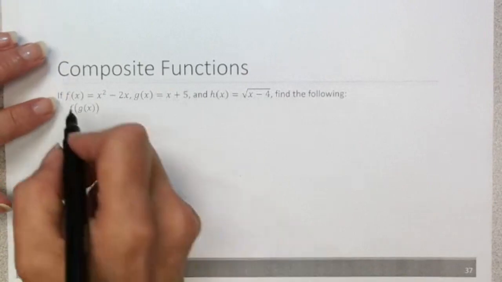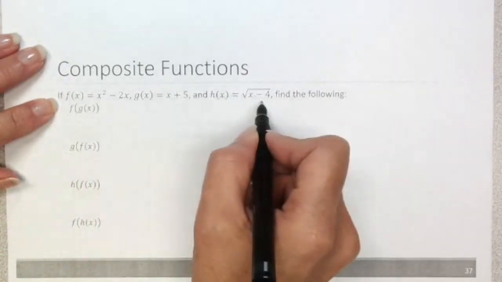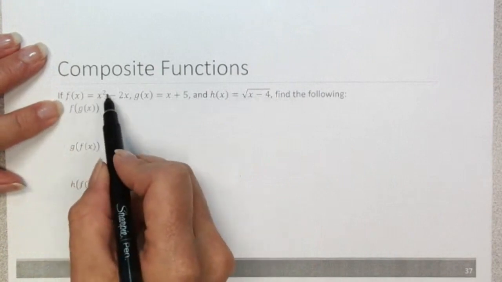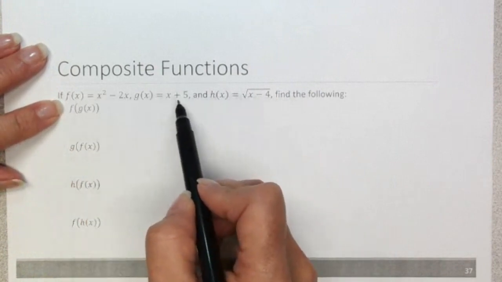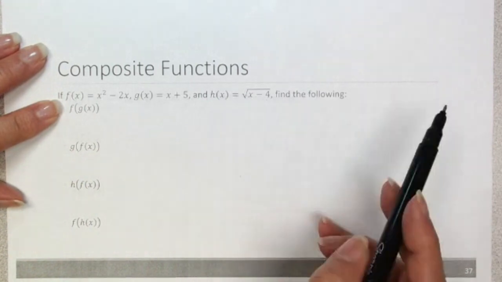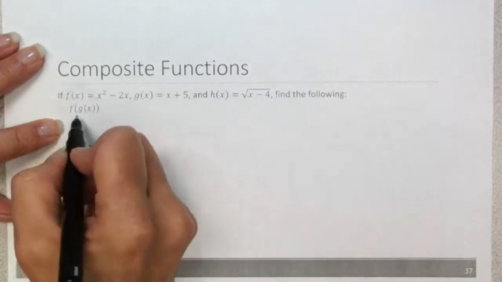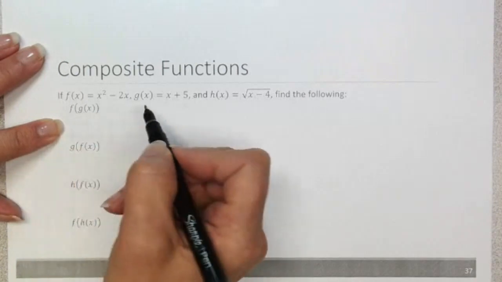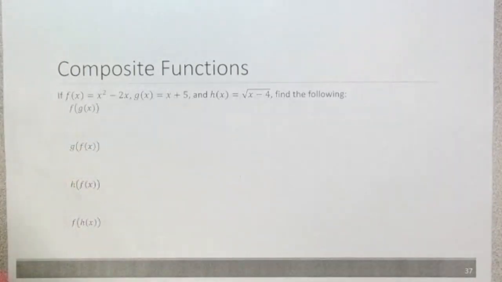All right, here we have 3 functions. We have f of x, g of x, and h of x. Right, f of x is x squared minus 2x, g of x is x plus 5, h of x is the square root of x minus 4. Let's see if we can find f of g of x, right? F of g of x. So what are we doing here?